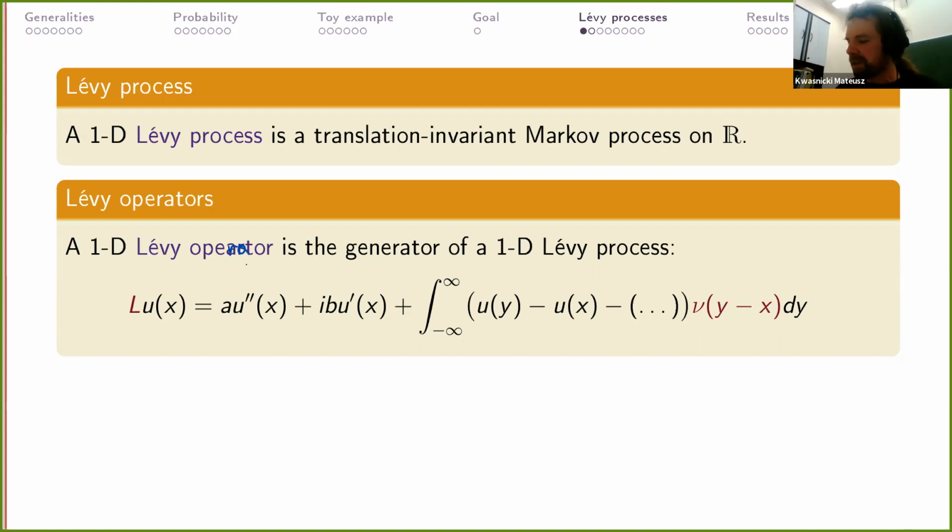A Lévy operator is just a generator of that. If you don't like probability, then here's a formula for it. It may have a linear term, a quadratic term, a second order term, and also a non-local term with a kernel which is translation invariant. And there's some compensation here that I don't really care much about. So it's essentially the same object as before, but with some extra stuff in it to make it as general as possible.